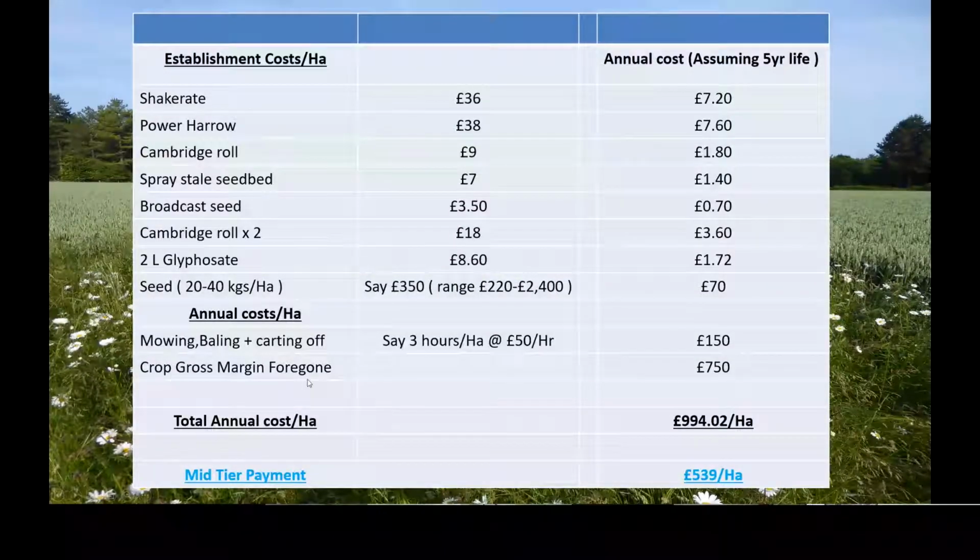And then this is the big problem, crop gross margin forgone. On my good land, I'm working on this is very ish at the moment, an average gross margin across my rotation of around £750 a hectare. So if I put my income forgone into the equation, my strips have cost me £994 a hectare, and the mid-tier payment is £539. So if you want to make money out of your strips, it all hinges on the quality of the land you're on and this opportunity cost.